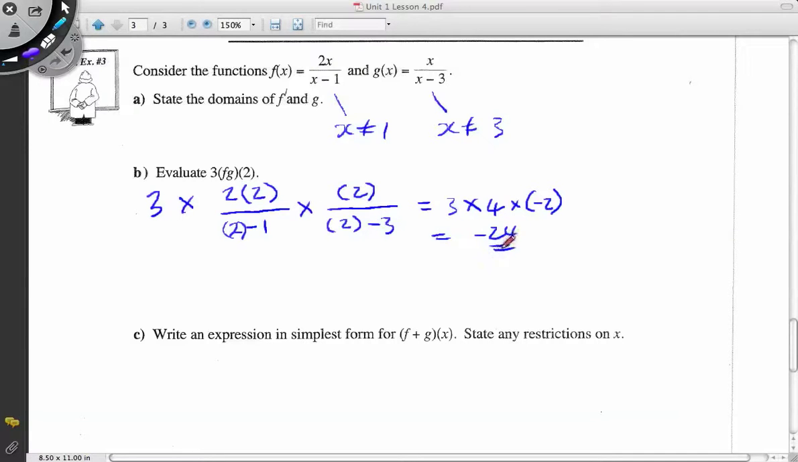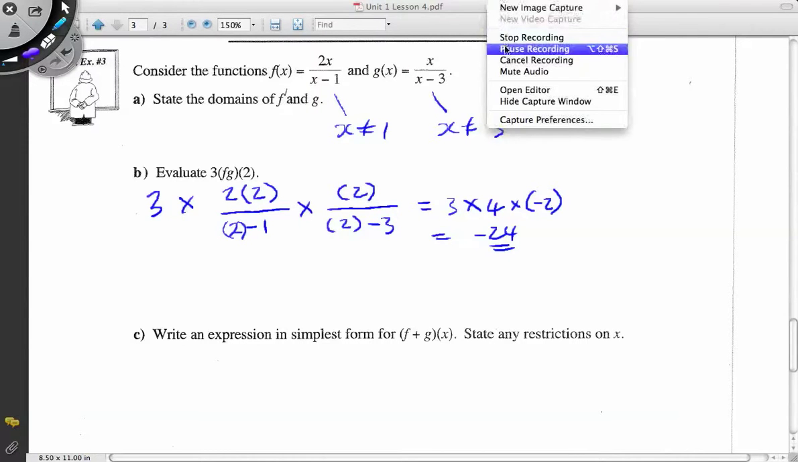Okay, so any restrictions? We've mentioned those. Anything else we haven't thought about? Not really. So that's us. And then part C, we're going to write an expression in simplest form for f plus g of x using both of these. So we're going to add these two functions together.